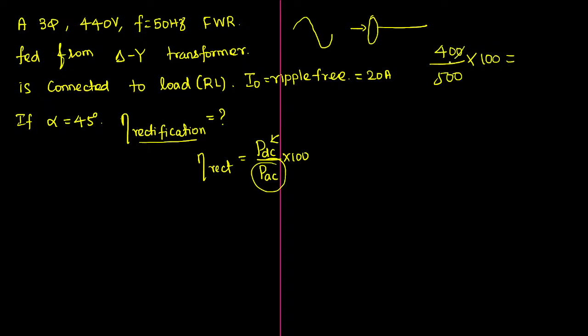What will you be getting? You can cancel these two zeros, right? Or you can multiply 400 by 5. That will be quieter. If you cancel it, 8 times 5 will be 40. So your percentage is 80.